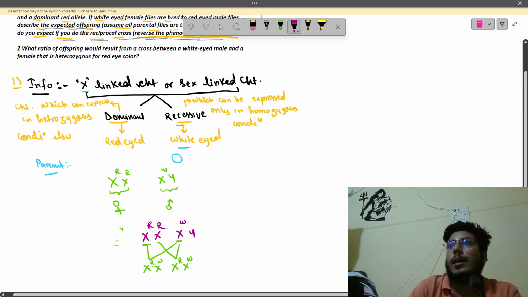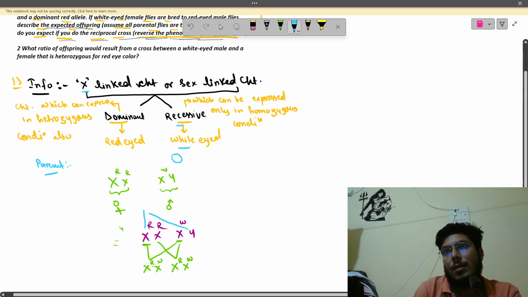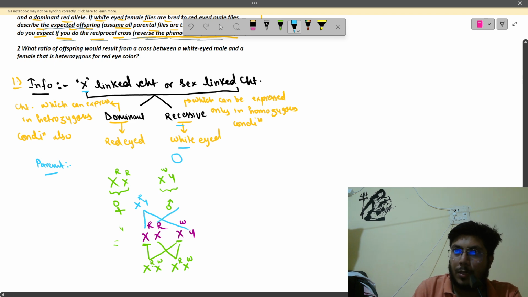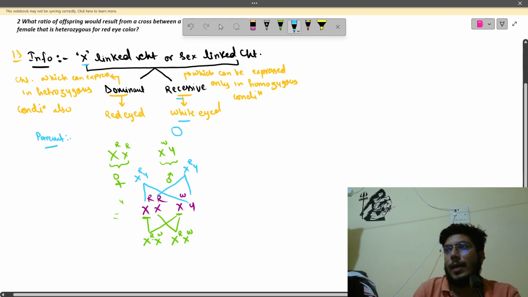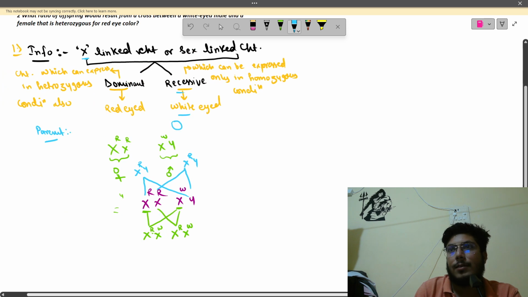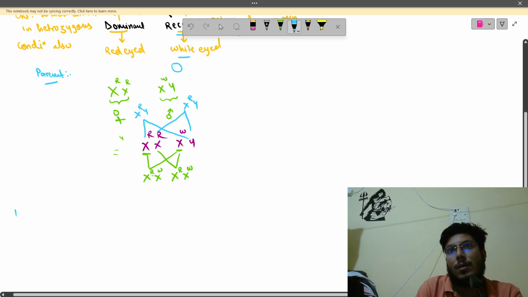For male, I'm using a different color, maybe blue color. Okay. For male, one X chromosome contributed by the mother and Y chromosome contributed by the father. One X chromosome contributed by the mother, Y chromosome contributed by the father. Okay. So basically, what results are we getting over here? We are getting different results over here. What are those results? Let me write. Results.